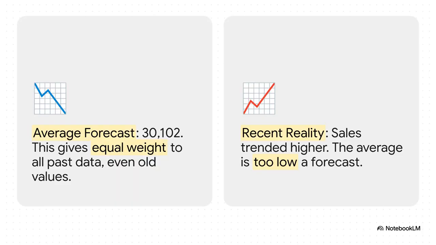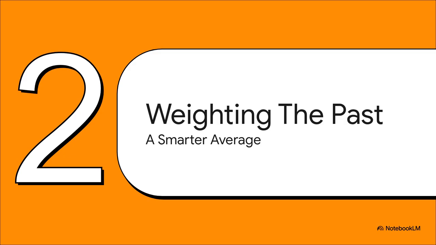And here is the issue. Our forecast is stuck at 30,102. But just look at the recent sales. They've been trending way higher than that. A simple average gives the same importance to sales from 6 months ago as it does to sales from last week. Our forecast is literally being dragged down by old, irrelevant data. Okay, so clearly we need a smarter way to do this. We need an approach that gives more weight, more importance to what's been happening lately.